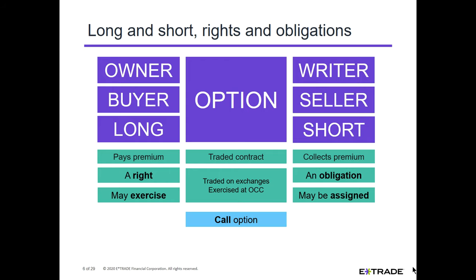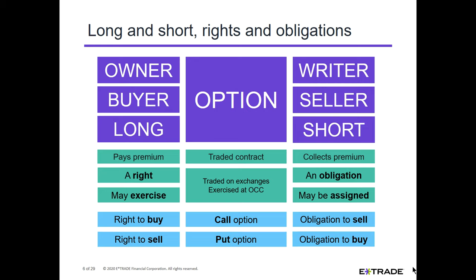And then finally, we have two kinds of options: call options, which give the owner the right to buy and the writer the obligation to sell, and put options, which are the topic of this production, which give the owner the right to sell and the writer the obligation to buy.